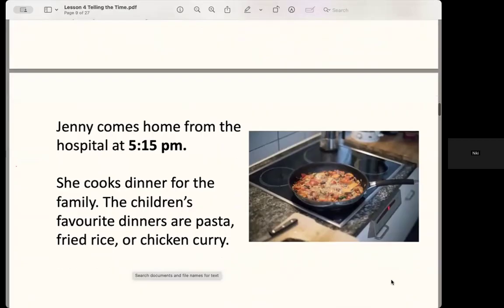Okay. Fatima Gulami. Yes. Hello, everyone. Hi, Fatima. Can I get you to read? Yes, I can. Jenny comes home from the hospital at 5:15 p.m. She cooks dinner for the family. The children's favorite dinners are pasta, fried rice, or chicken curry. Beautiful. The only one I wanted to check for you is it's fried rice. Fried. See, when you fry in a pan like that, that's fried. Okay, good.